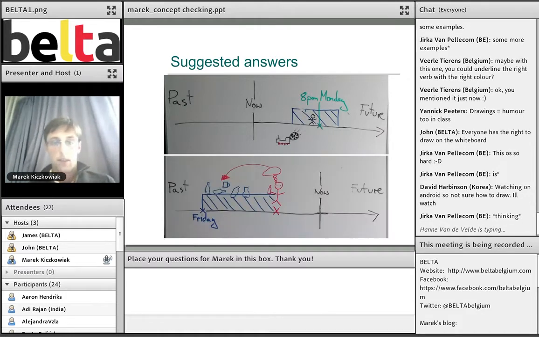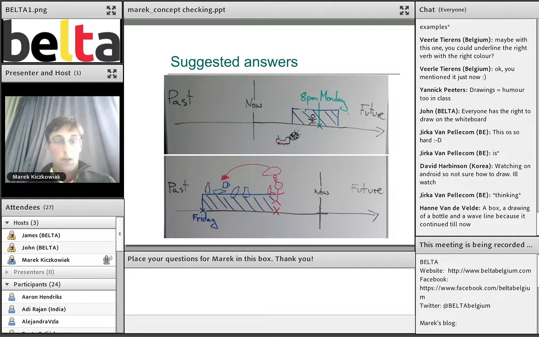And then there's the second one. There's Ben, in red. And there's a red cross, my typical symbol, and there's a blue cross for Friday. And then there's the blue box with lines.